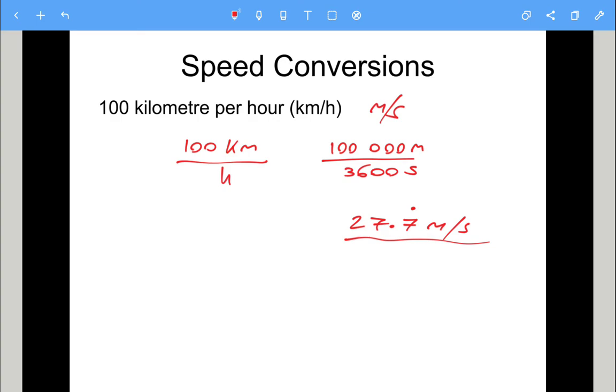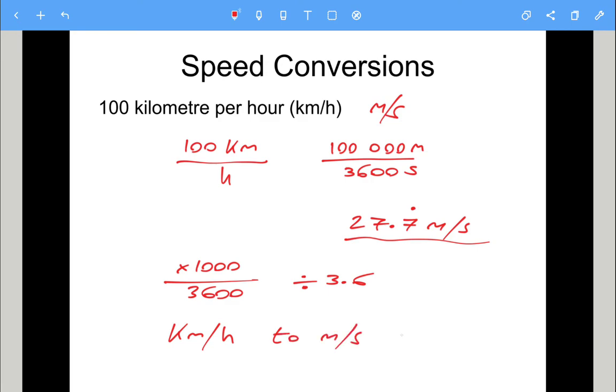So essentially what we did, we times by 1,000 divided by 3,600. You can check that if you like, but it's the same as dividing by 3.6. So if you want a quick way, if you want to go from kilometers per hour to meters per second, just divide by 3.6. Okay, right, let's try the next one.